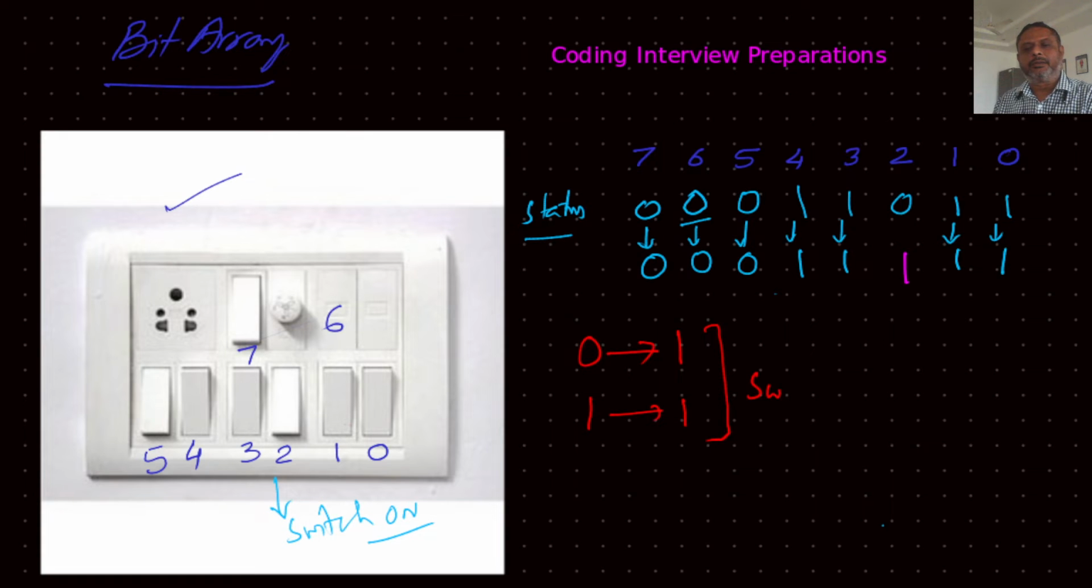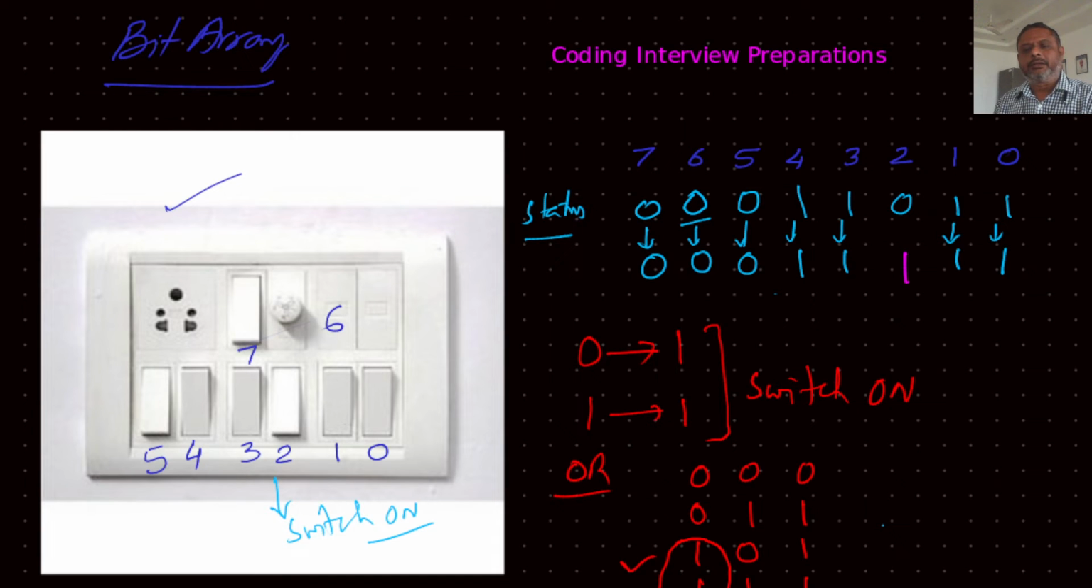This is the process we call a switch on. When you say switch on, if it is in the zero state, it should become one. If it is in one, it should remain the same. So zero can become one, one should remain one. That is possible only with the OR operation. If you look at the truth table of OR, that is 0, 1, 1, 1. Just concentrate on this one.